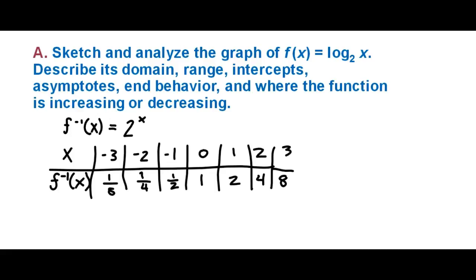So now what we can do to graph this is essentially just switch these around. Since we graph the inverse function, we know that these will be my f of x values if I make these my x values. So now I have enough information to graph it.